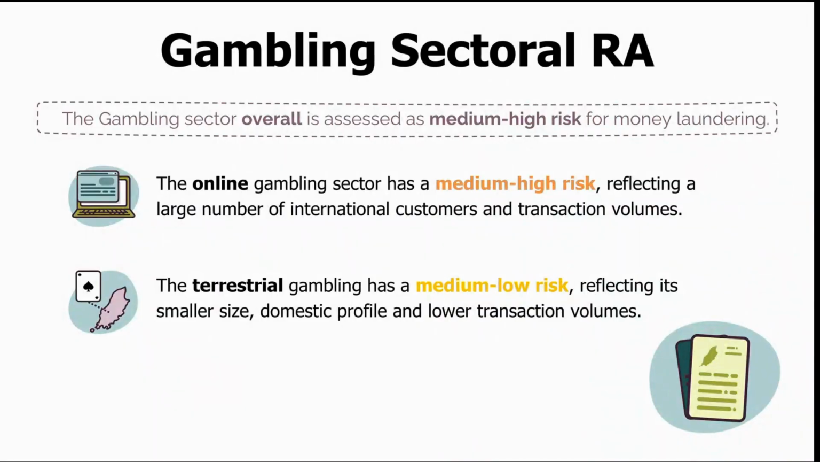Gambling products are higher risk where they allow rapid deposit and withdrawal with minimal play, where they facilitate collusion or value transfers between accounts, or can support high value VIP or professional play that enables large, fast moving transactional flows. The large volume of transactions can enable the disguising of larger sums.